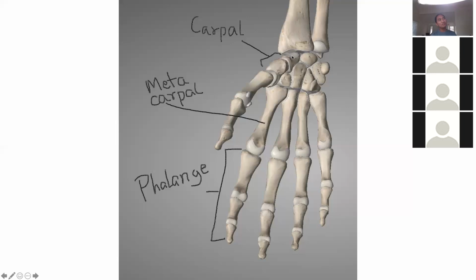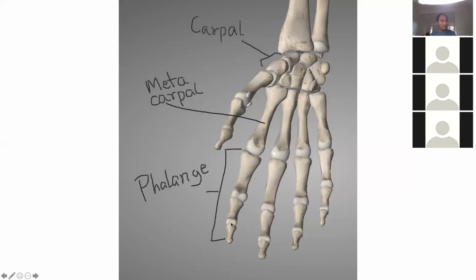They are arranged in 2 rows: 4 bones in the first row, another 4 bones in the second row. So carpal bones are arranged in 2 rows. And after the carpal bones, we have what we call metacarpals. Metacarpals are the bones of the hand. Yeah, these are the metacarpal bones. And the bones in the fingers are the phalanges.